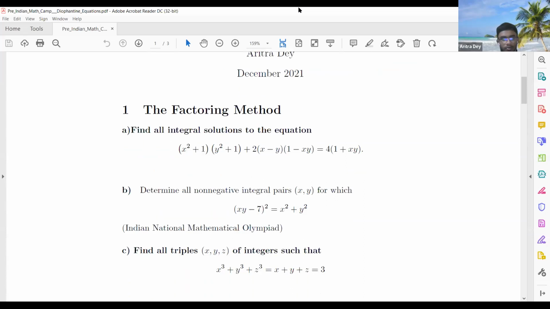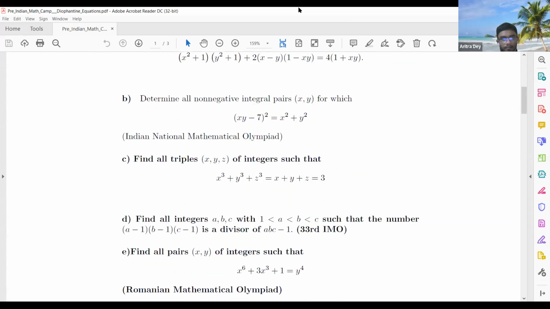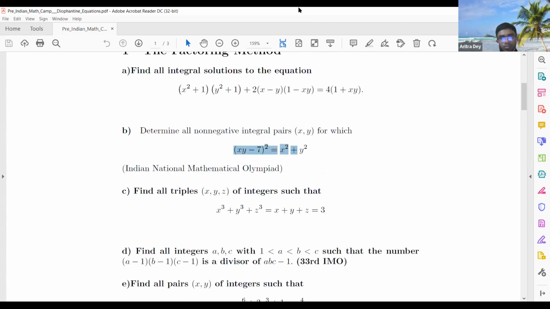Let's take another problem. This problem is from INMO. You can check it. Here it is also algebraic things, right? Here is a direct algebraic thing. You can expand it like this one. First we expand, then we again make some factor.